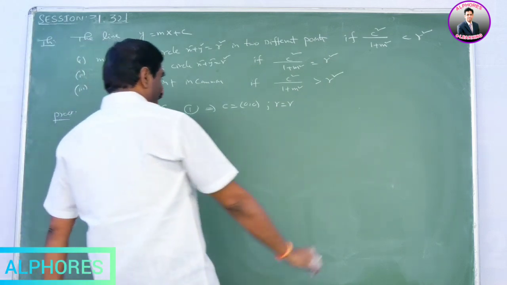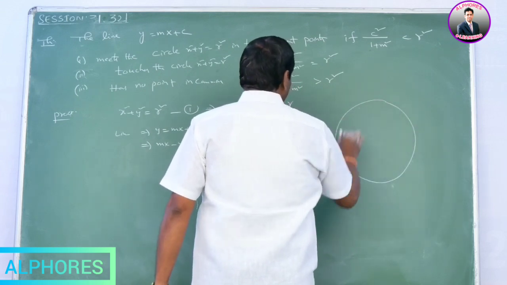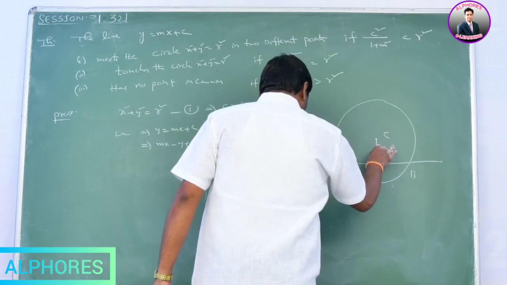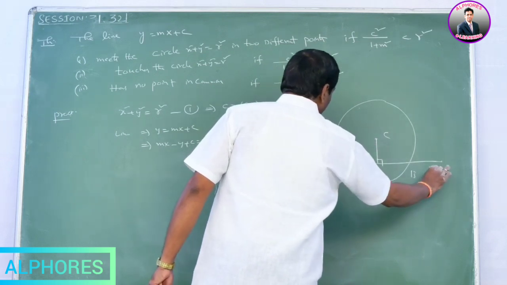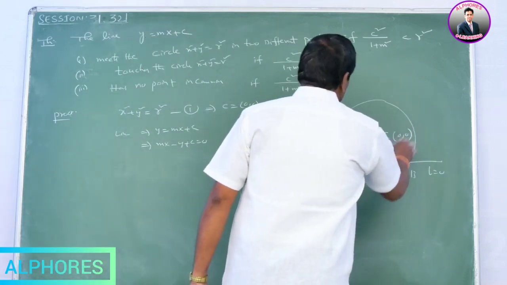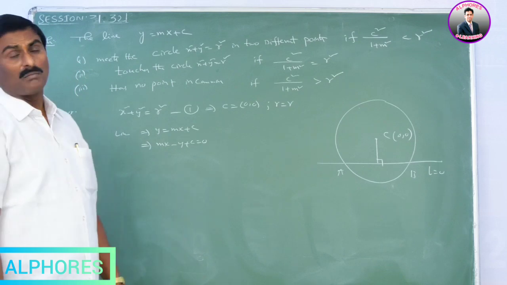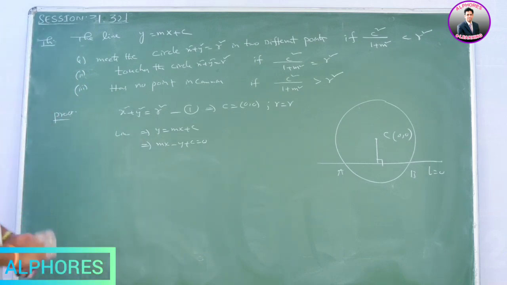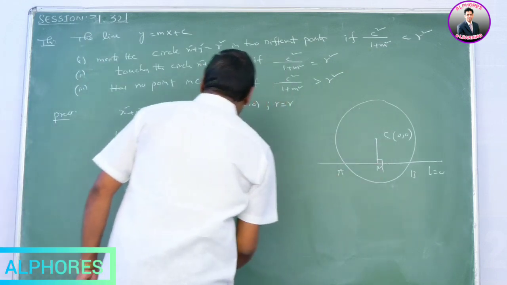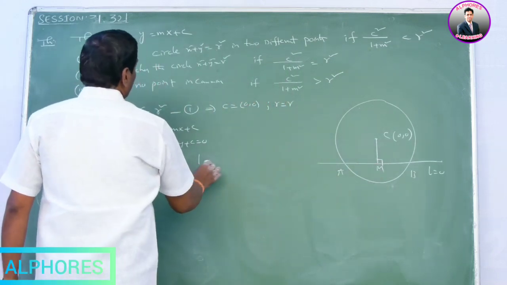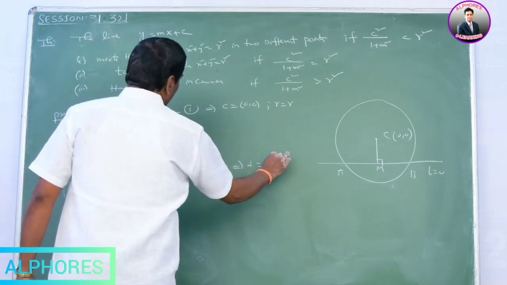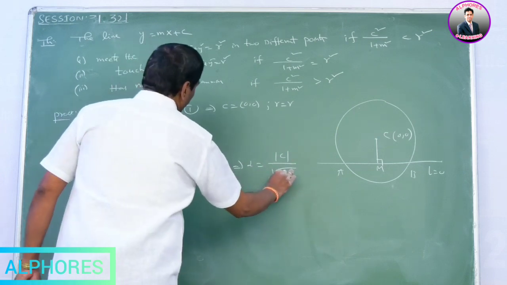In the first case, the line cuts the circle at two different points. First we find the perpendicular distance from the center to this line. The center is 0, 0. The perpendicular distance from the origin to any line is mod c by root over a square plus b square. So D is equal to mod c by root over m square plus 1.